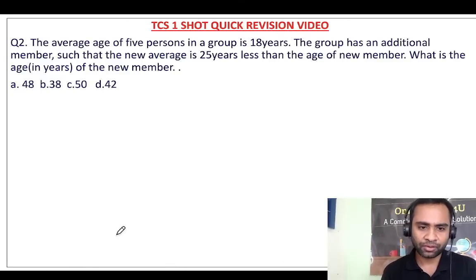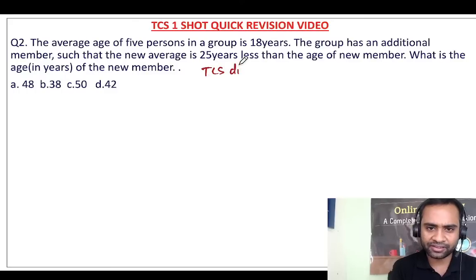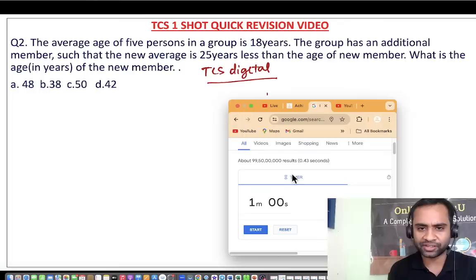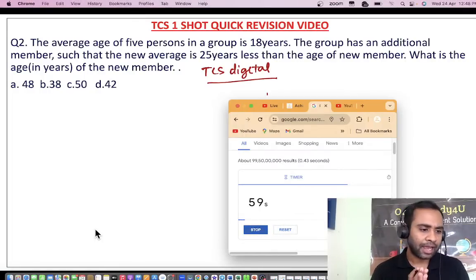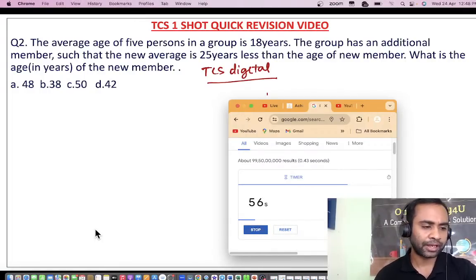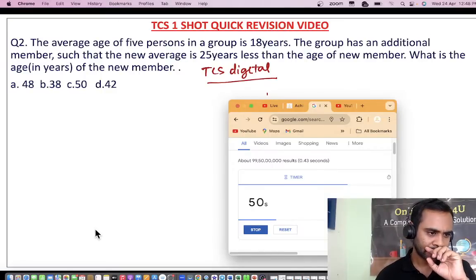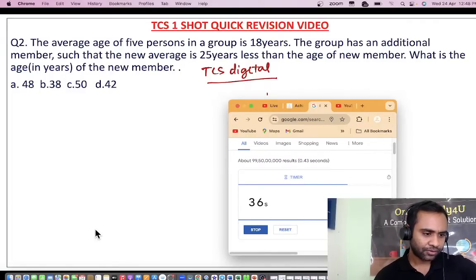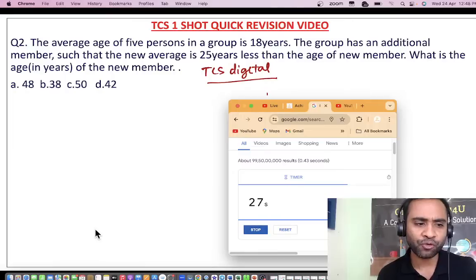Now this particular problem has been asked in TCS Digital. It's a simple problem, not a tough one. After average, we will go to the next problem. So 44 is not an option, Sneha. What is the age of the new member?